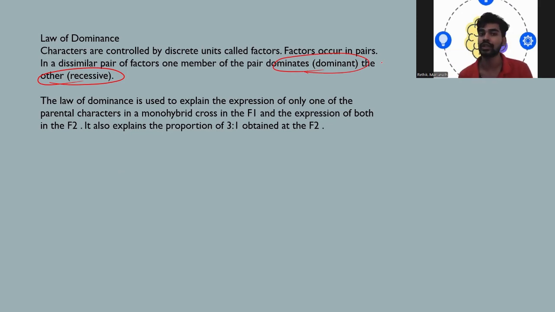So the characters are controlled by distinct units. Mendel named the unit a factor. Factors normally occur in pairs, like TT and small t. The factors always occur in a dissimilar pair, so it could be capital T and small t. Here it is a dissimilar pair of factors.